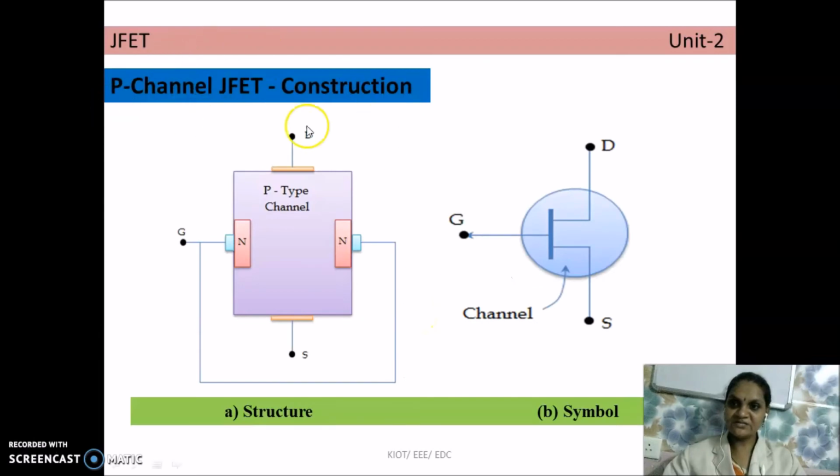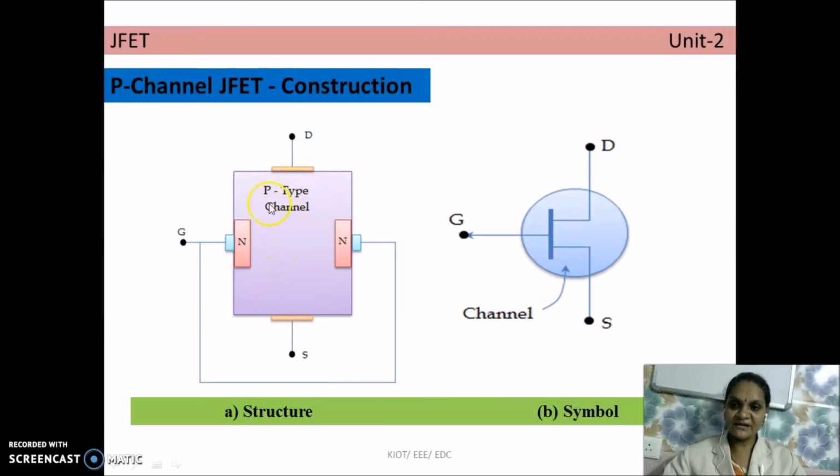So the next one is the P channel. P channel construction and operation is exactly opposite to that of N channel. Here the channel is formed by P-type semiconductor, and two heavily doped N regions are diffused on either side of the P-type semiconductor. These two regions are internally connected and a terminal is brought out, called the gate terminal, with one terminal on top of the P-type semiconductor, the drain, and this is the source.